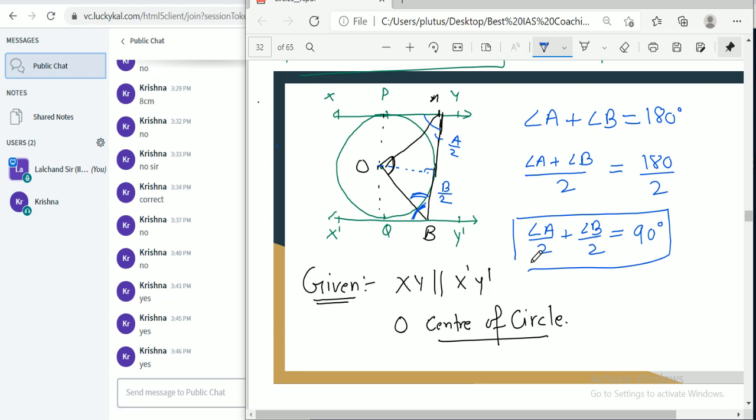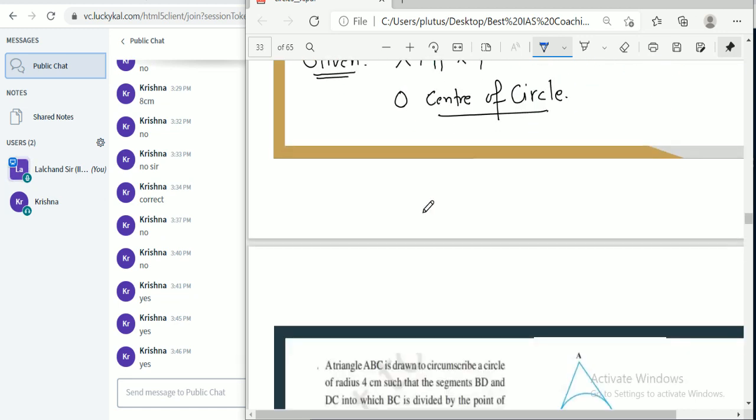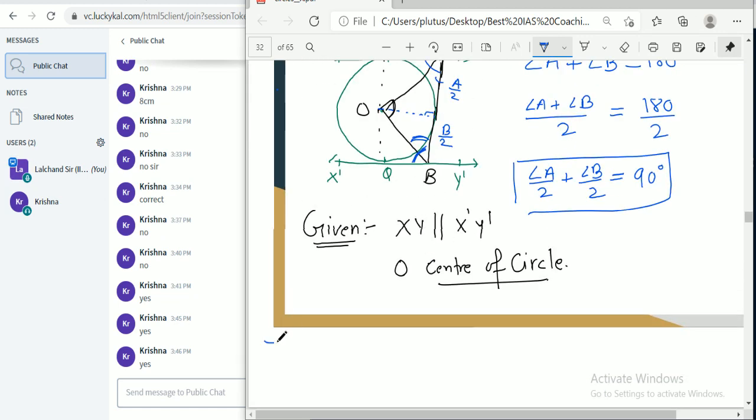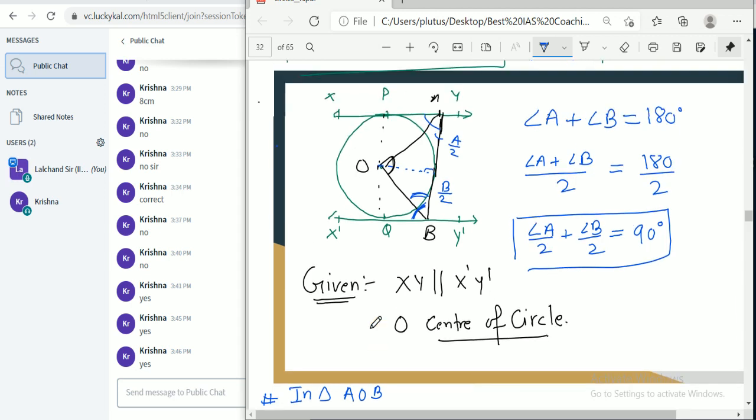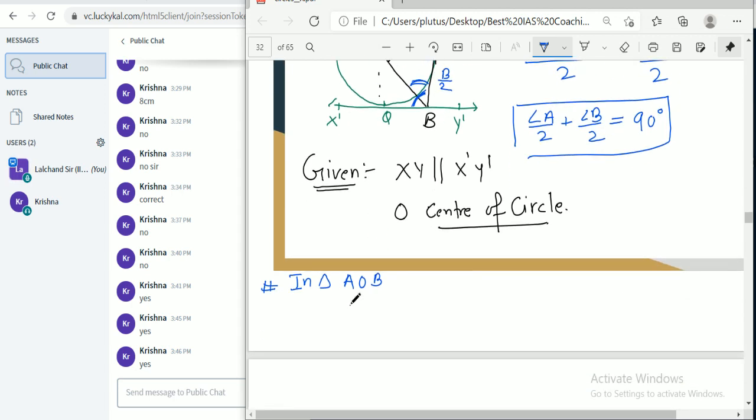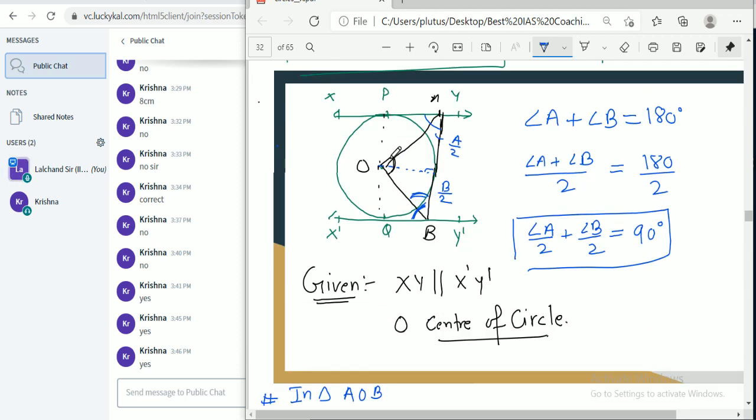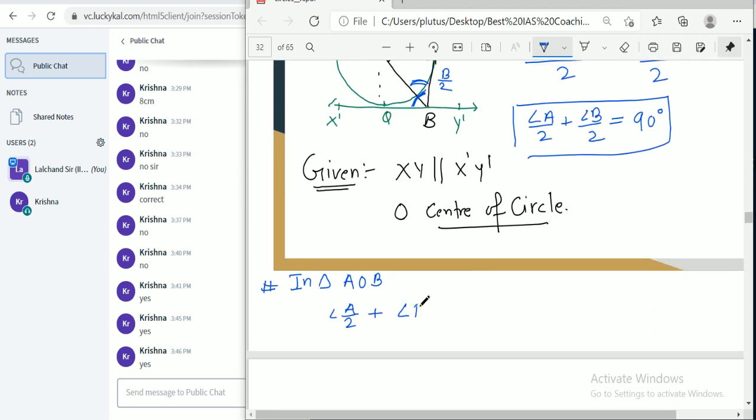Okay, now if we apply the angle sum property in this triangle AOB, we have this angle as A by 2 plus this angle AOB plus angle B by 2.